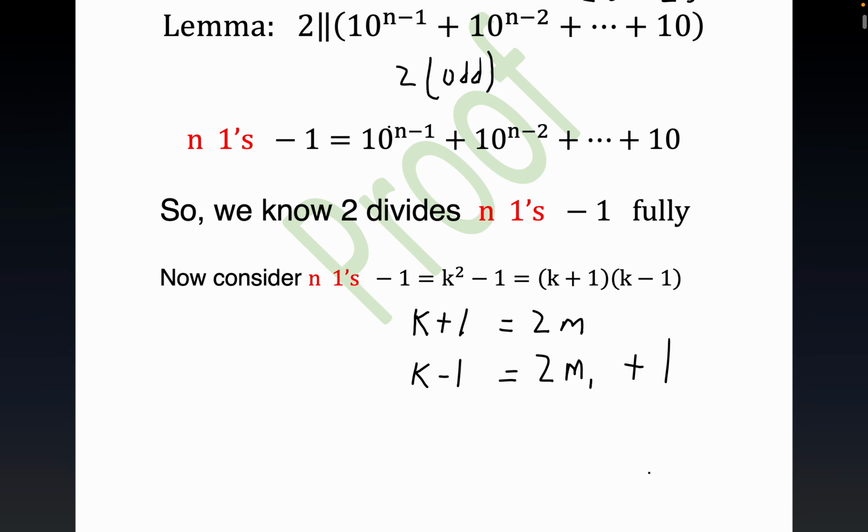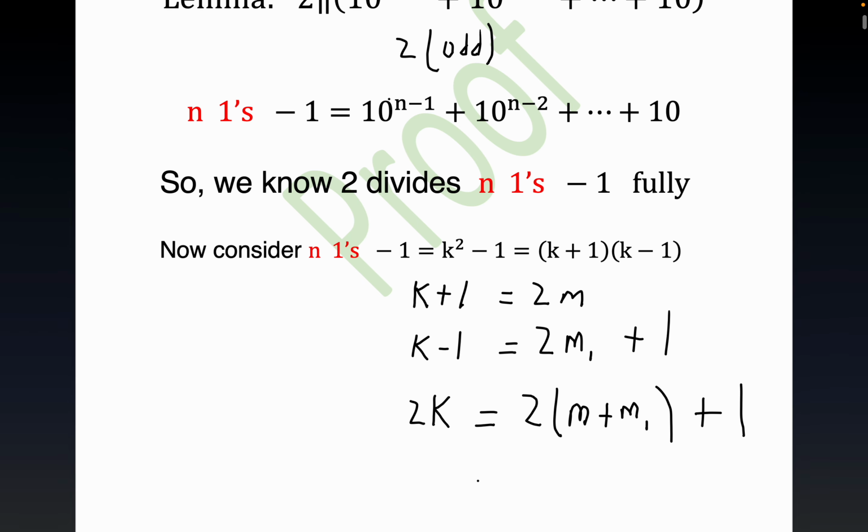Okay, now notice what happens when you add these two equations. You get 2k. And this is what makes the proof relatively elementary. I didn't have to appeal to anything too deep. We get 2k is equal to, now if you add this side, you get 2 times m plus m sub 1 plus 1, right? And of course, this is patently impossible, right? Impossible.